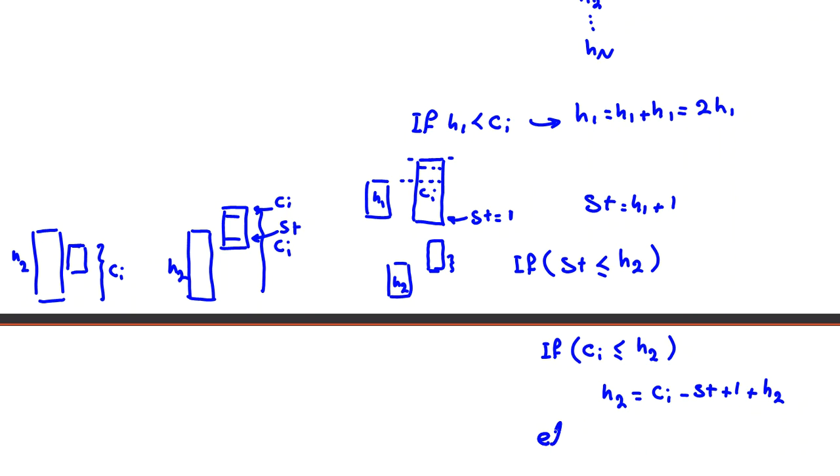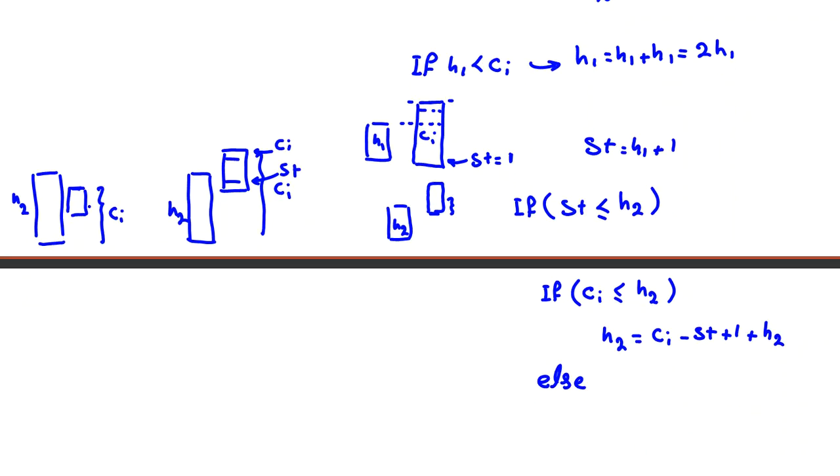And else we have what? Ci is greater than that. So, sorry. For this part, it's completely this one. This one is Ci, this one is St, and it's completely for this one. It's from St to H2. So H2 will be H2 minus St plus 1 plus H2. Okay, we have these things.